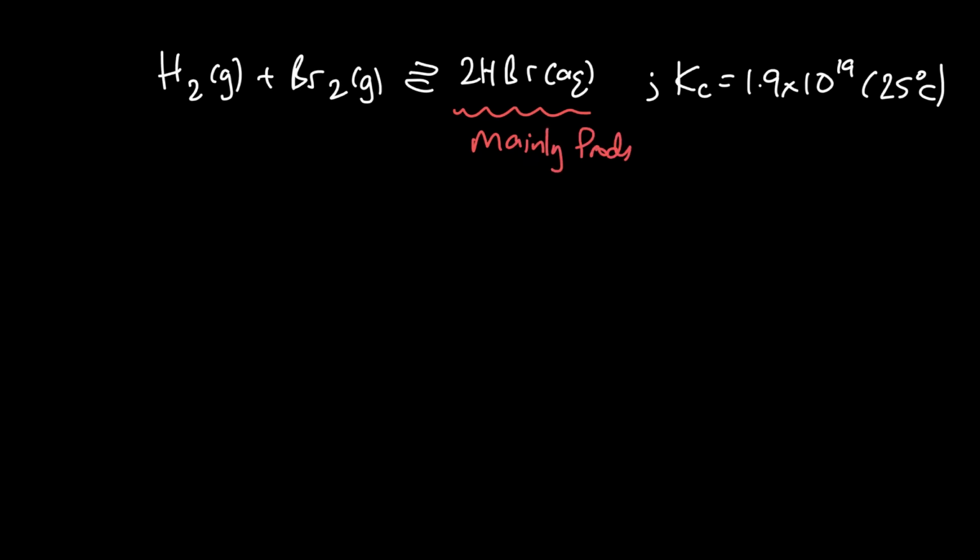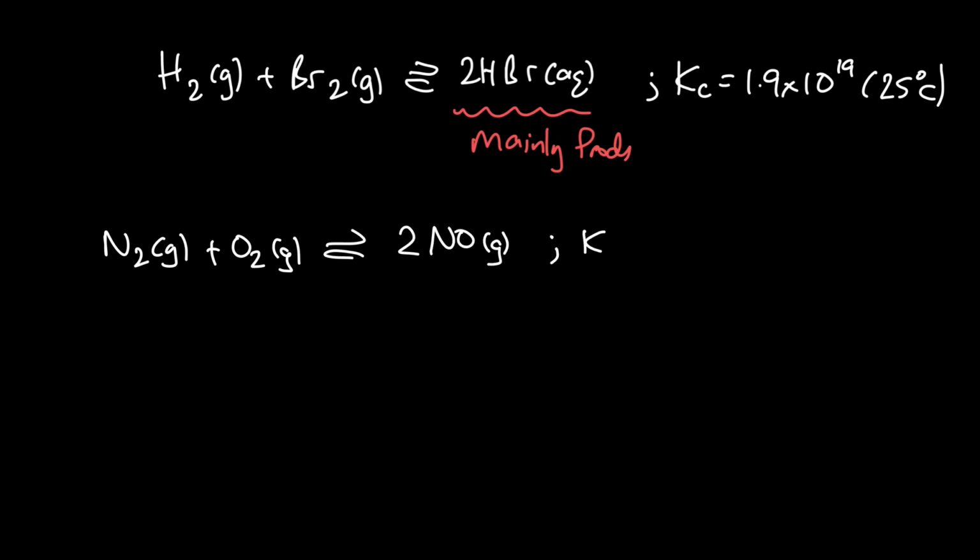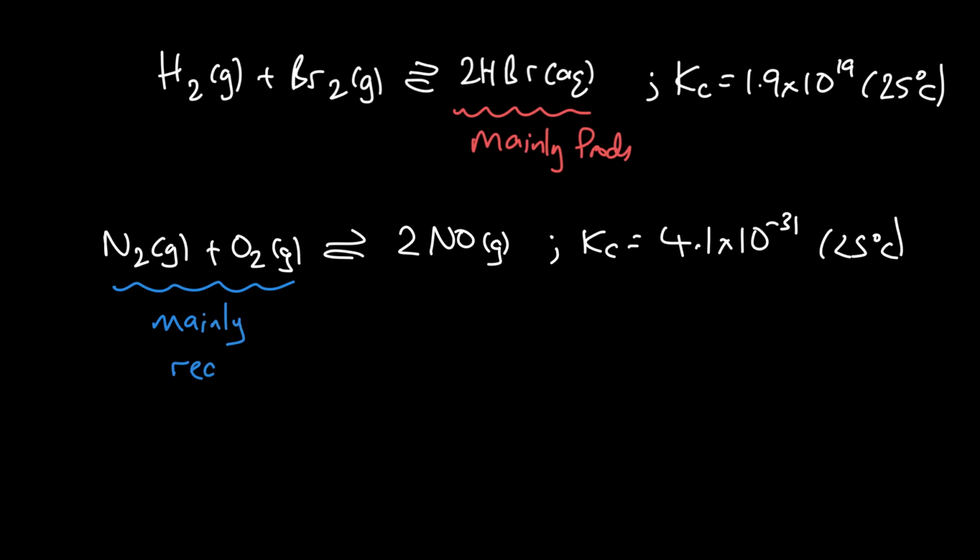However, if we take another chemical reaction, that between nitrogen and oxygen, maybe these are the components in the air, to make nitric oxide, this equilibrium constant is exceptionally small. So it's 4.1 times 10 to the minus 31 at 25 degrees Celsius. So that's telling us that we're going to have mainly reactants at equilibrium, which is probably a good thing because nitrogen and oxygen in the air, right? It would be sort of embarrassing if they reacted and made nitric oxide, which is poisonous for us to breathe.